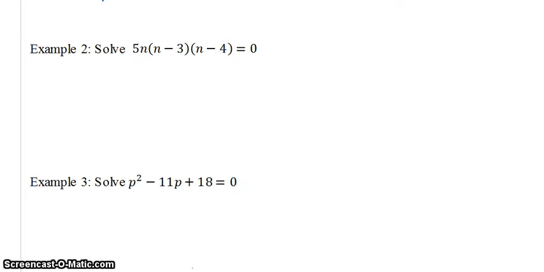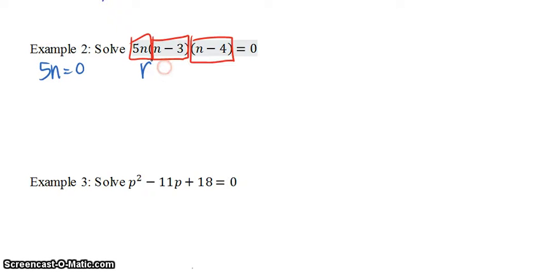Again, look, we have 3 factors this time. So we have the 5n, that's 1 unit, we have n minus 3, and we have n minus 4. So we're going to set each one equal to 0, because if one of those factors equals 0, 0 times anything will give us 0. So we're going to set 5n equal to 0, n minus 3 equal to 0, and n minus 4 equal to 0.